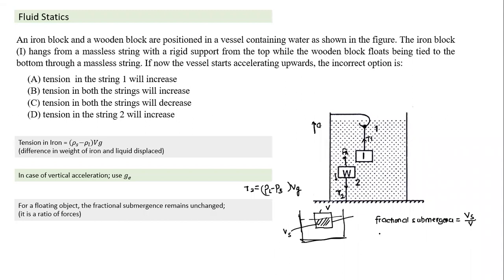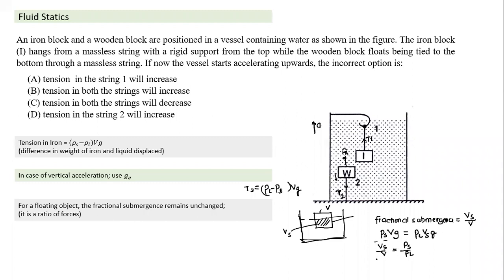In flotation, weight has to be equal to the force of buoyancy. Weight is equal to the density of the solid object which is floating times its volume times g. That is equal to the force of buoyancy, which is equal to the density of the liquid times the volume submerged times g. So we find fractional submergence, Vs by V, is equal to the density of the solid divided by the density of the liquid. And this has to be lower than one for it to float.